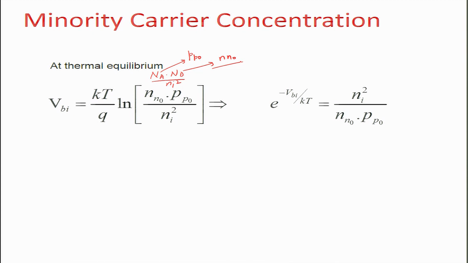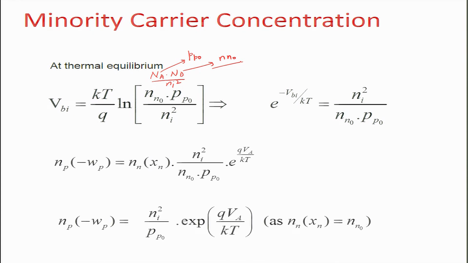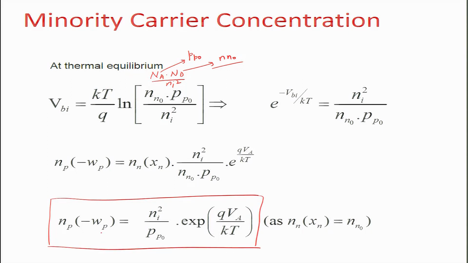Now if you substitute this, what you get is a relation. So you just need to substitute. If you do that, you get a relation for Np at minus Wp. Np at minus Wp turns out to be ni square divided by Pp naught. So this is electron concentration on the P side at the edge of depletion region. So it becomes a minority carrier, right? So minority carrier concentration on the P side is equal to ni square divided by Pp naught exponential of qVa divided by kT.